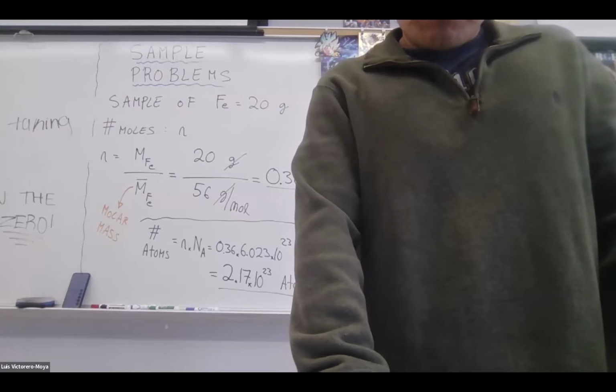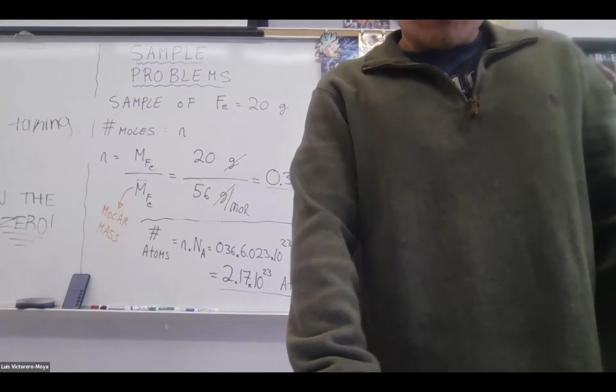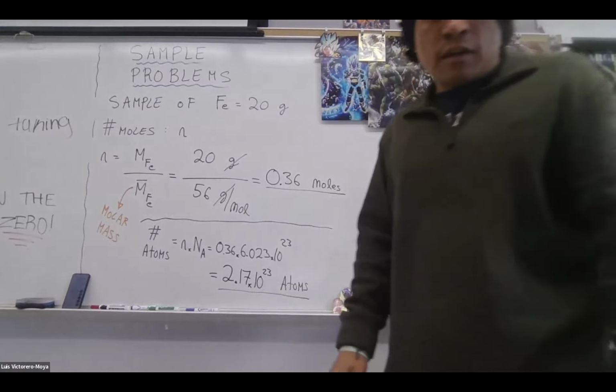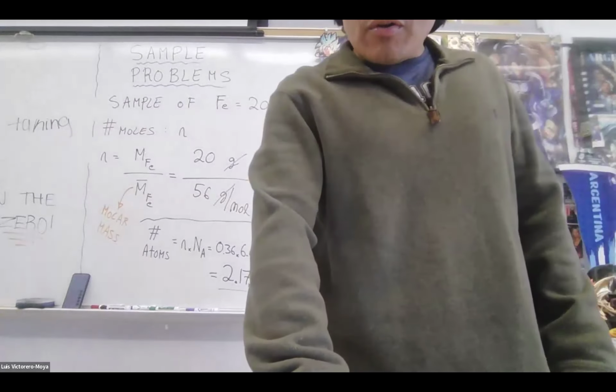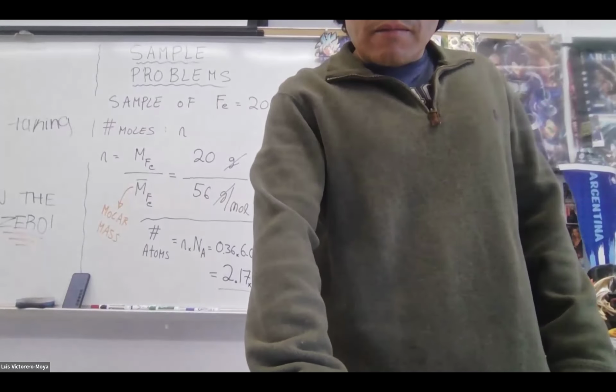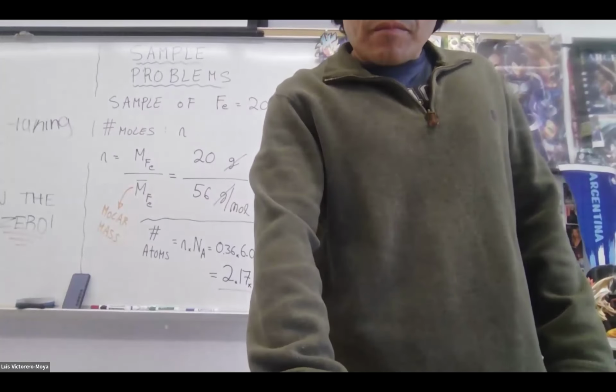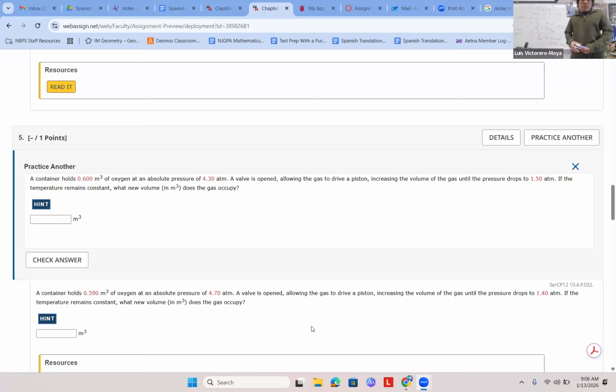Let's now do some pressure, volume, gases. Okay, there's a few questions here. Let me show you the question I'm looking at. A container holds 0.600 meter cube of oxygen at a pressure of 4.30. Then you open the valve, and at constant temperature, you increase the volume until the pressure is decreased to 1.50. What's the new volume?